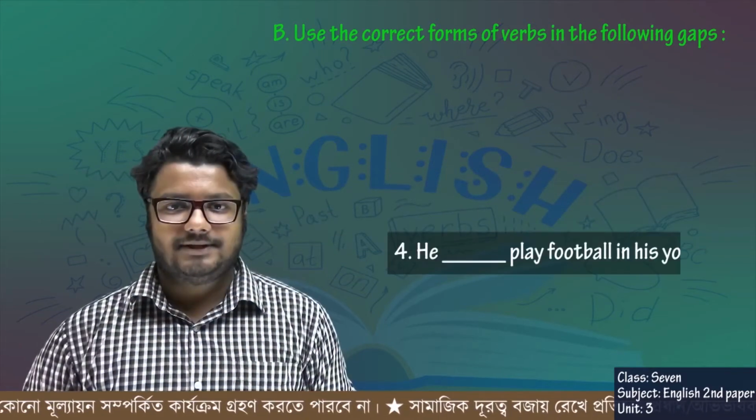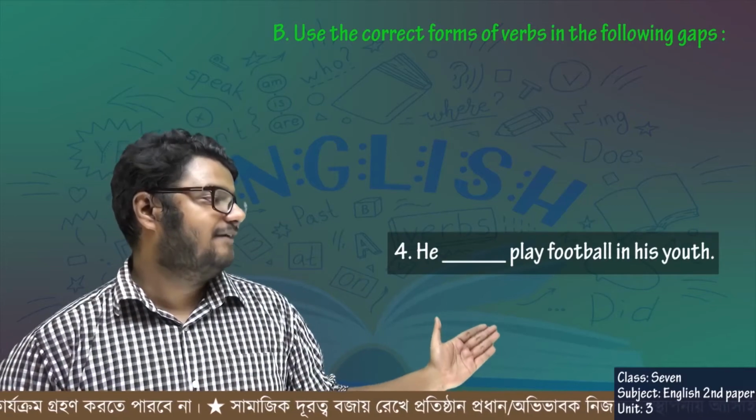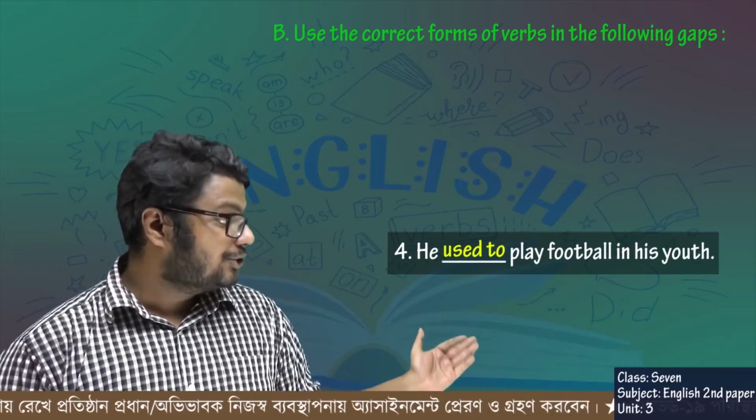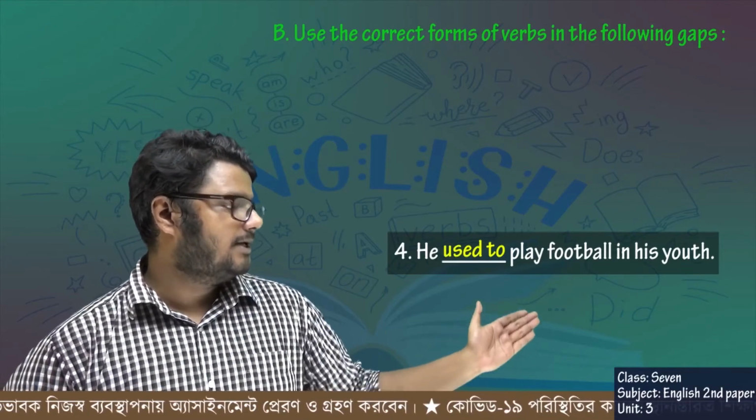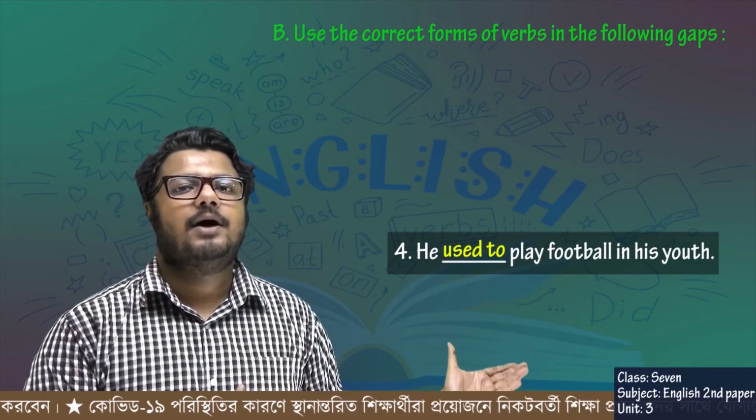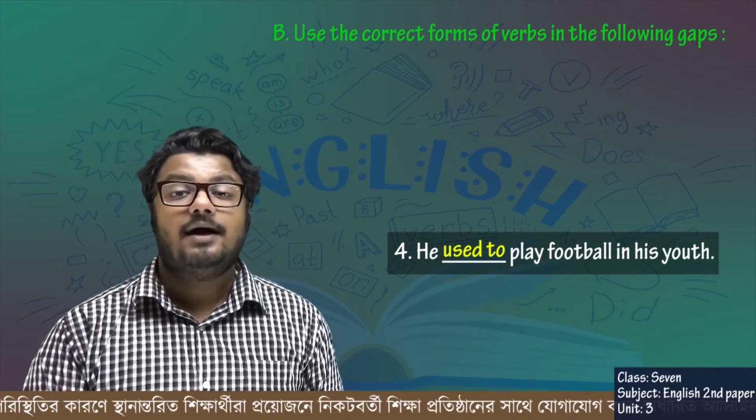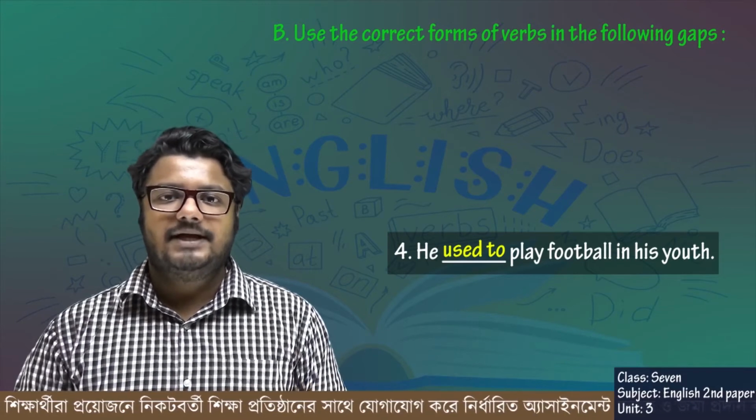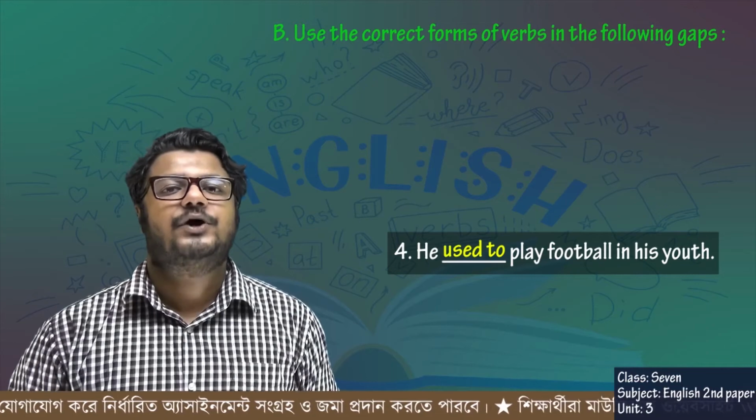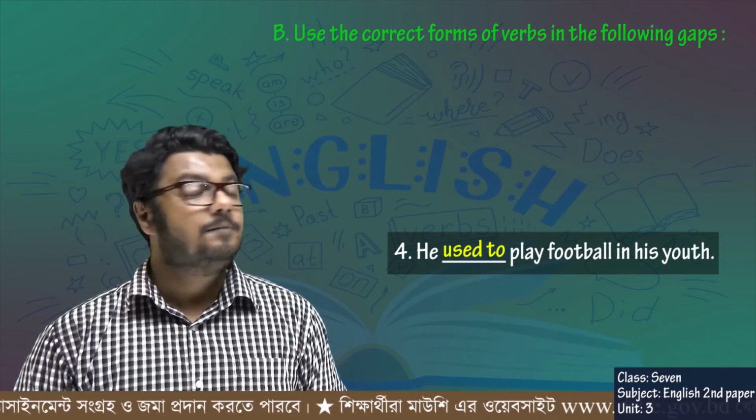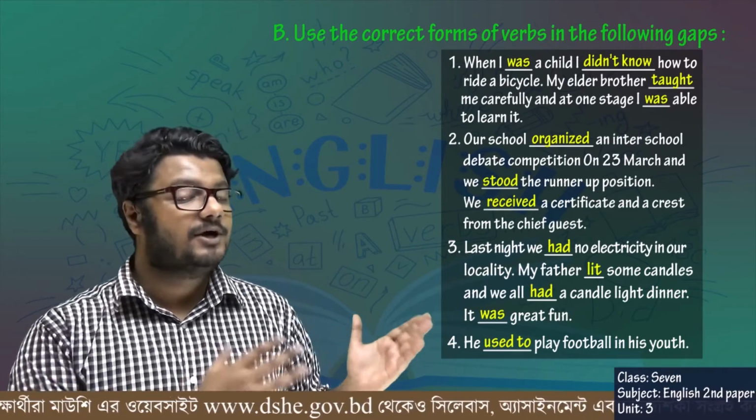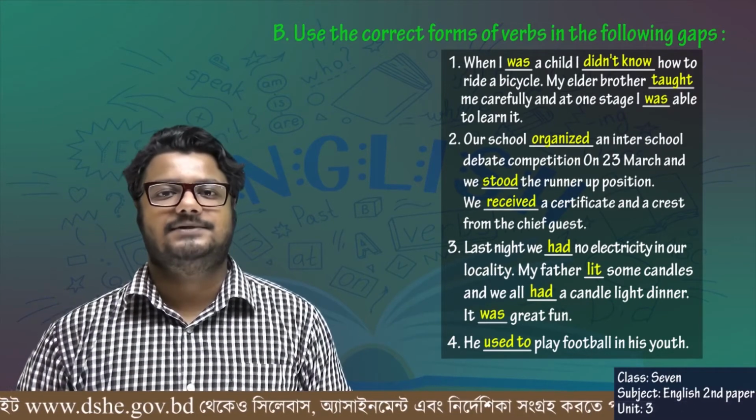And the last example is, he ___ play football in his youth. The answer is, he used to play football in his youth. Again, this sentence is actually talking about the past time, that when he was young, he used to play football. And that is why we used to, the past form of the verb used to. I hope you understood all the examples and why we use the verbs in their past forms in the gaps.